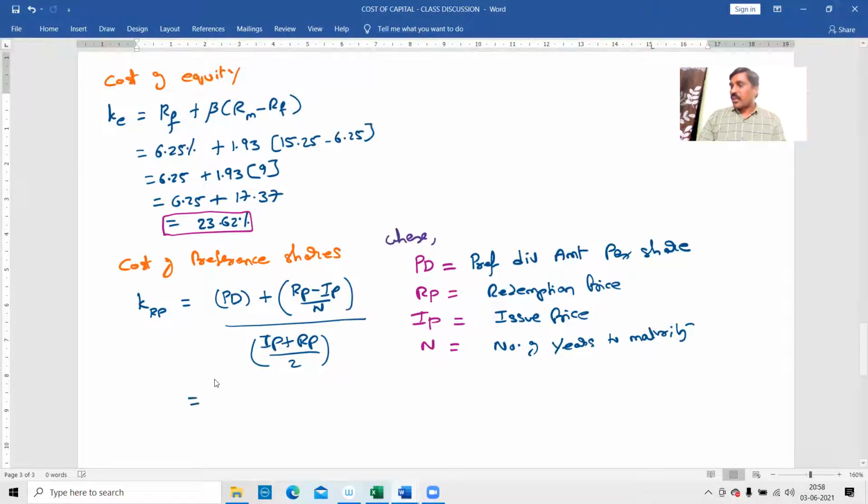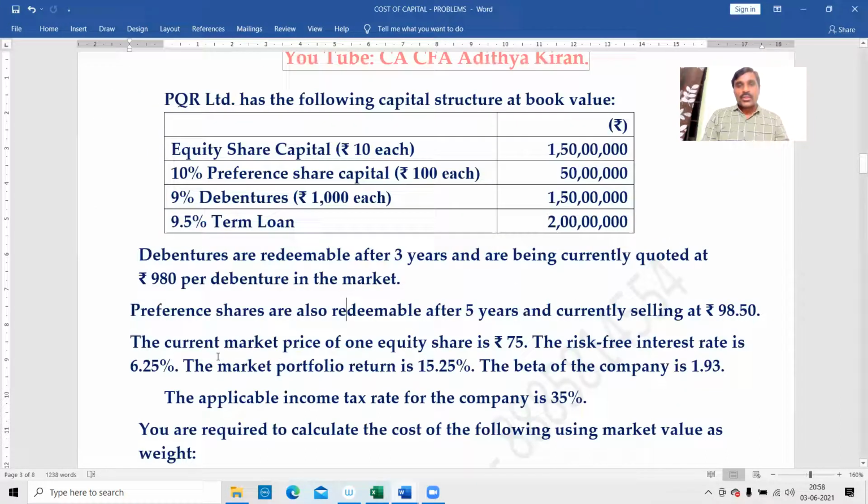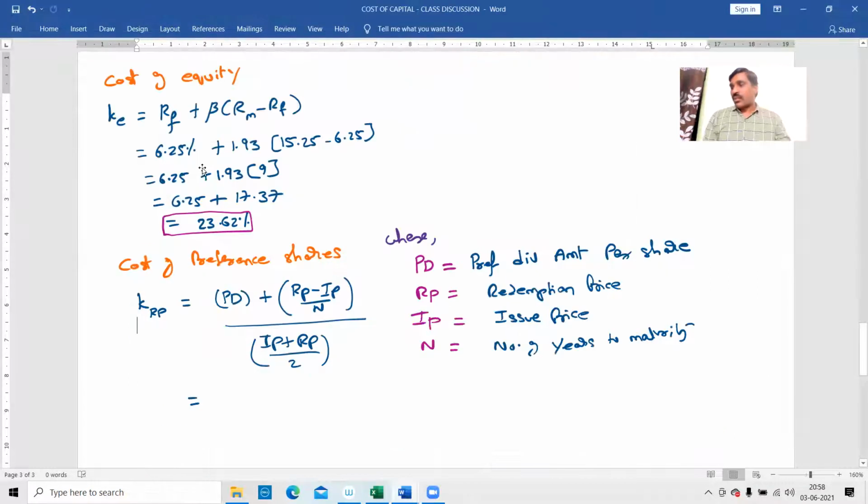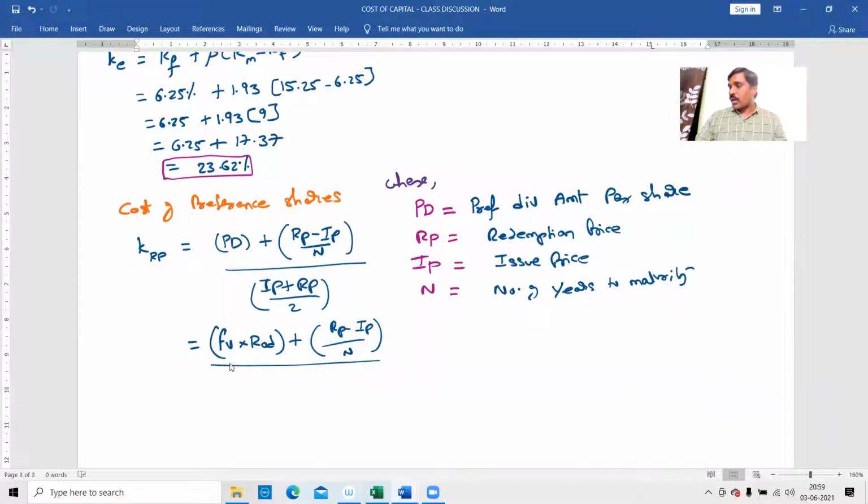What is the preference dividend amount? The face value of preference shares is rupees 100. Therefore 10% into 100 it will be 10, face value into rate of dividend. The numerator is PD plus (RP minus IP) divided by N. Now we got the numerator, and the denominator is (IP plus RP) divided by 2.